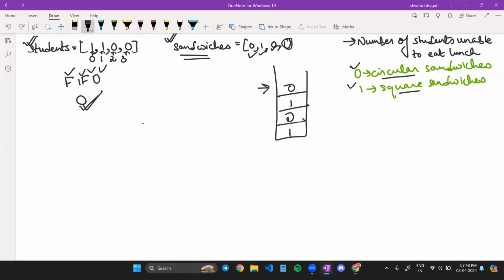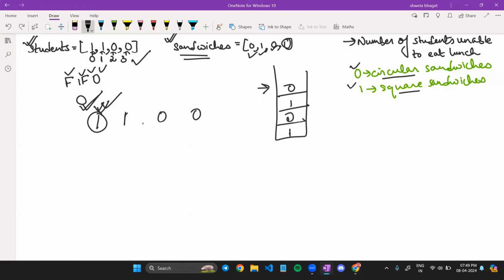Okay. Now, according to the problem statement, what does it mention if these students are standing in a queue? So let me write this over here. If this particular child wants a square sandwich and we have a square sandwich at the top, what will happen? This child will get the square sandwich and he will come out of the line. Because say for example, we are standing in a queue in our canteen and we want our order. Whenever our order gets served, what we do? We come out of the line, right? Because our order has been served. So whenever he gets his desired sandwich, he'll come out of the line.